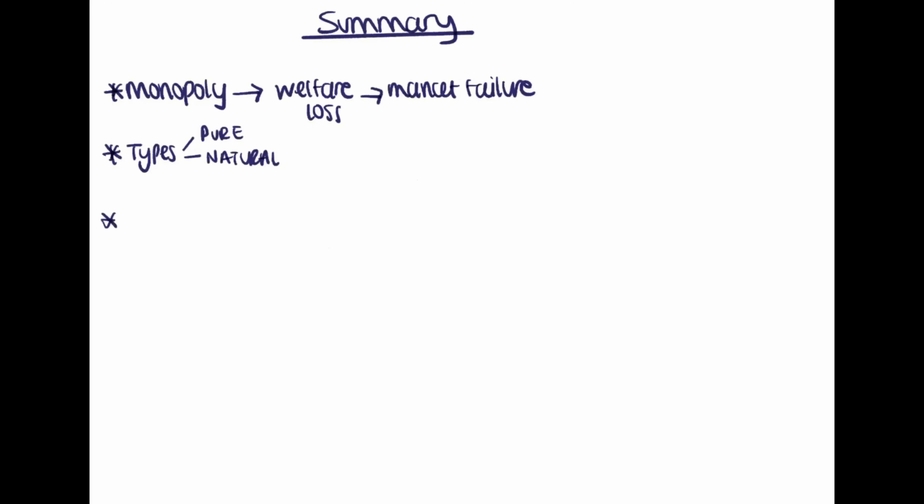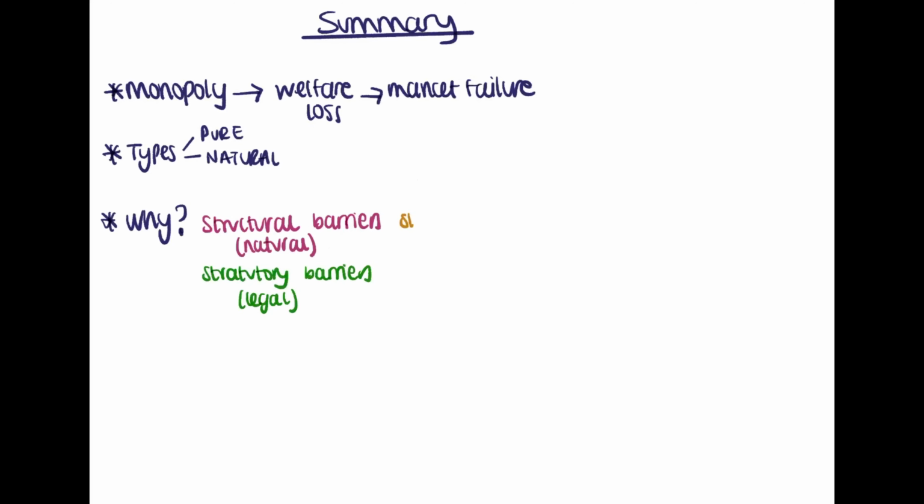So we know in a monopolistic market structure, there is welfare loss generated to society and market failure as a result. Pure monopolies are those in which the seller has 100% of the market share. Natural monopolies are those in which there are very high startup costs and also economies of scale. Monopolies exist due to barriers to entry, which can be structural, statutory, or strategic barriers to entry, and we also have things like brand loyalty and vertical integration.